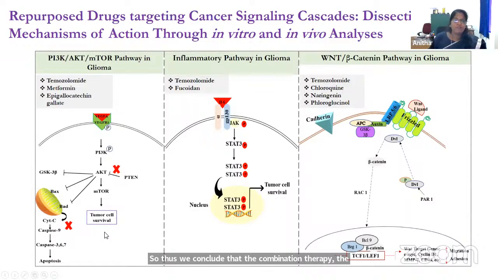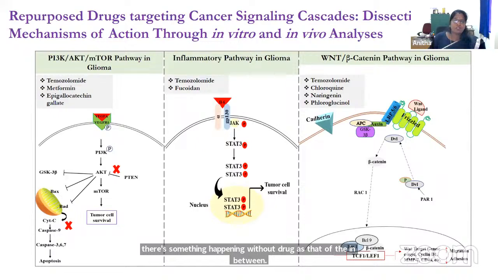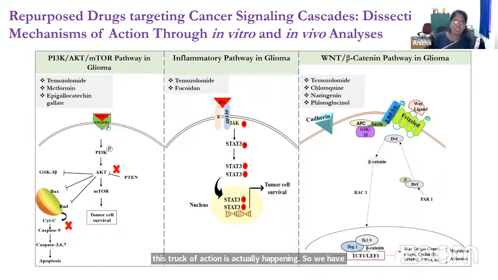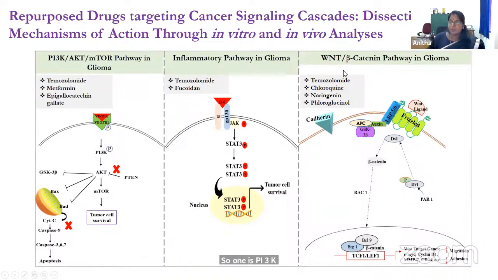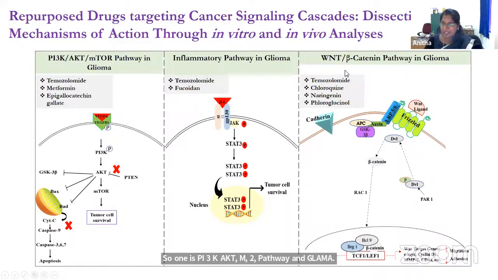So once, okay, fine, we have found at the morphological level that there's something happening with our drug in vitro. So now we wanted to identify where exactly this drug action is happening. We have chosen three different pathways for three different combinations of drugs. One is the PI3K AKT mTOR pathway in glioma. Another is the inflammatory pathway, and another is the Wnt beta-catenin signaling pathway.